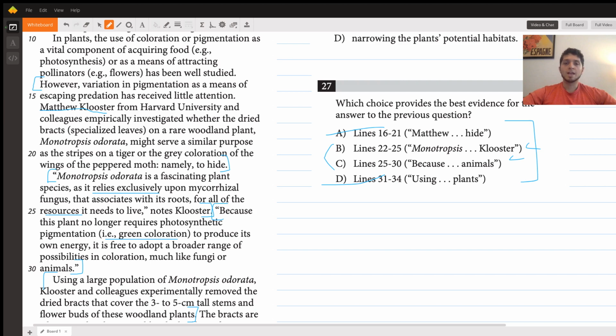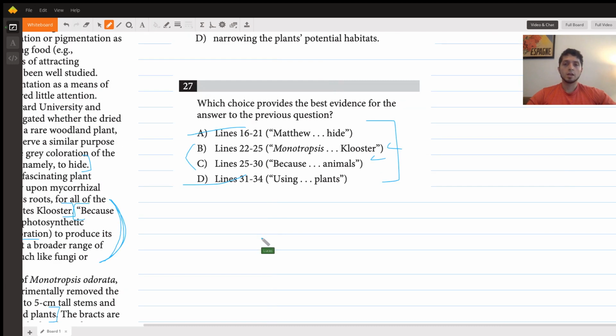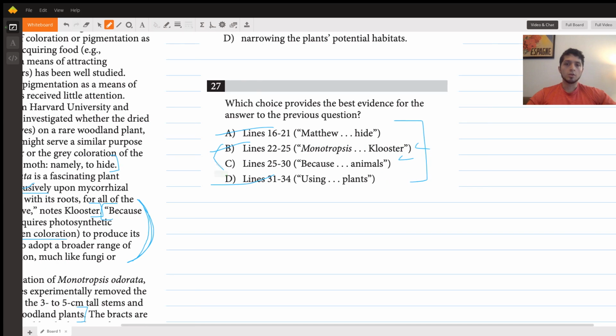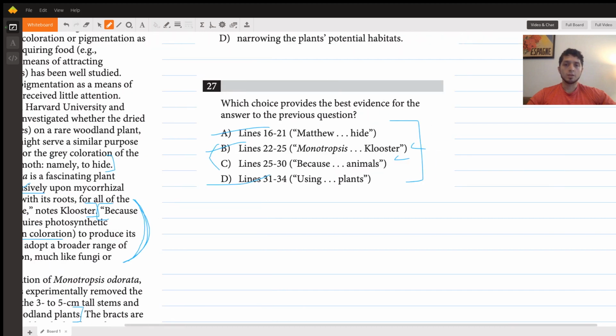And what that implies is that other plants that aren't special, or other plants that do require photosynthetic pigmentation, are not able to adopt a broader range. They have a more narrow range of coloration that they can use. Whereas B here, all it does is focus on this plant, Monotropsis odorata, and where it gets its nutrients. But I think answer choice C expands a little bit and gives us something to say about the nutrient requirements of other plants. So for that reason, I'm going to get rid of B, and I'm going to end up with answer choice C. So now what I'm going to do is use this to answer question 26.